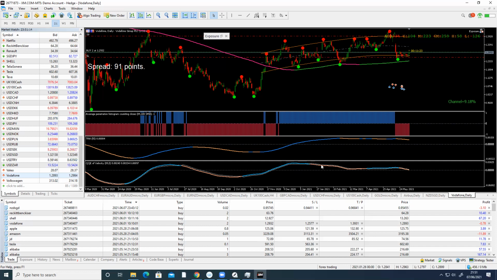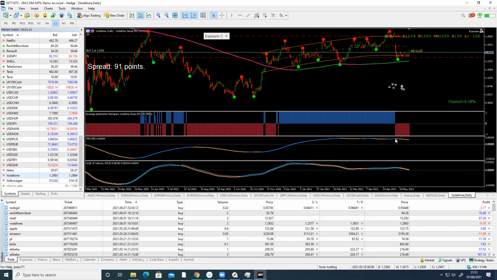Which one? This one here? Yeah, it's facing down. But the reason why I've done it is because the risk is so small, £7 to make £18. That's the reason why I'd probably take a trade like this.